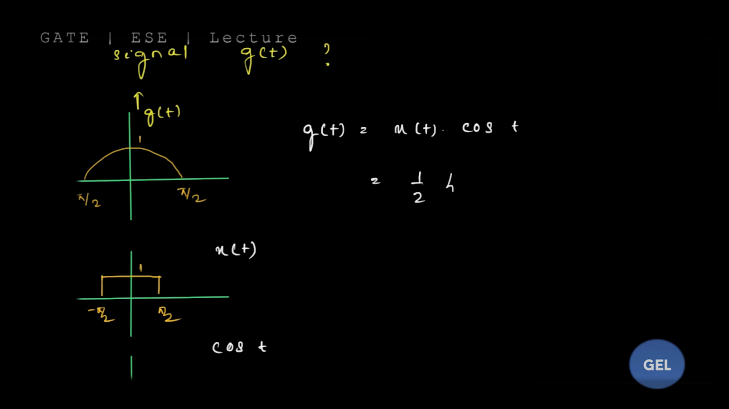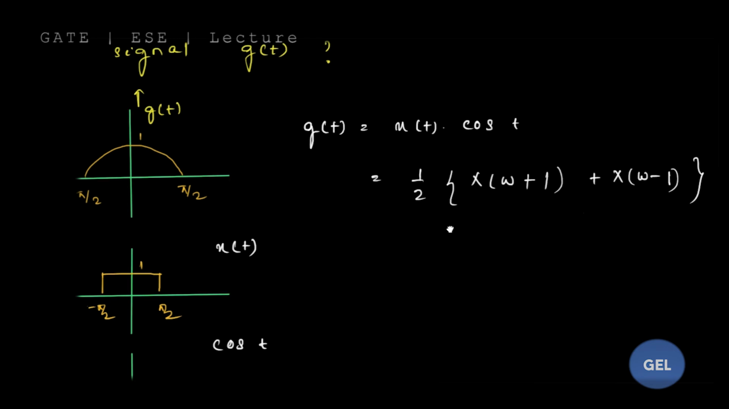The value will be 1 by 2, x of omega plus omega naught, plus x of omega minus omega naught. Now what is the omega naught value here? The omega naught is 1. So x of omega plus 1 and omega minus 1. Clear?